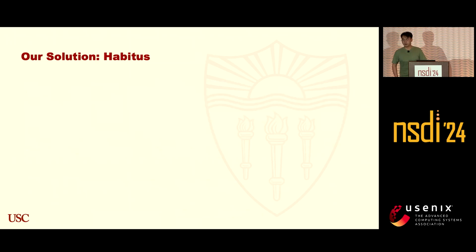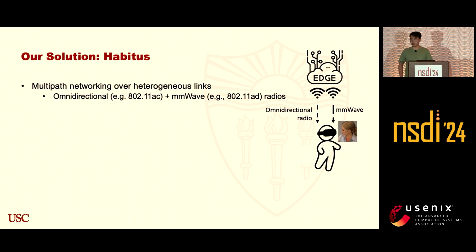So to this end, our solution is a system called Habitus. It has 2 core designs. The first one is multipath networking. So remember, we not only have the mmWave radio, but also we have the omnidirectional radio, which is much more stable. So the first design of Habitus is using both these 2 heterogeneous links for content delivery, and use the omnidirectional radio as a base link to provide a base viewing experience to the viewer, and opportunistically use mmWave when possible.